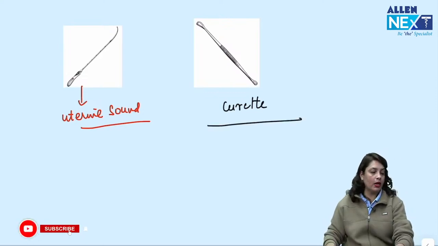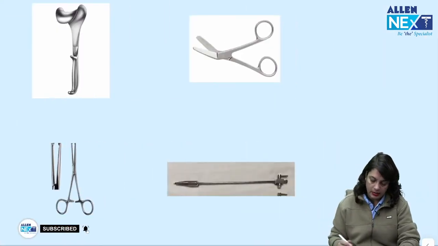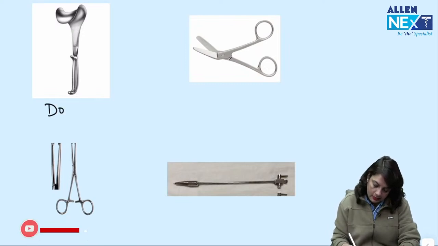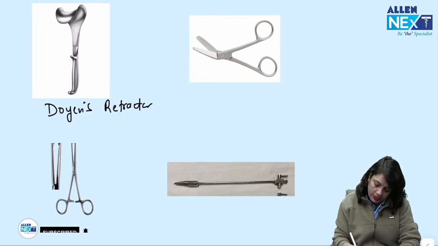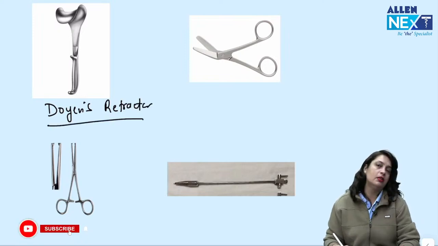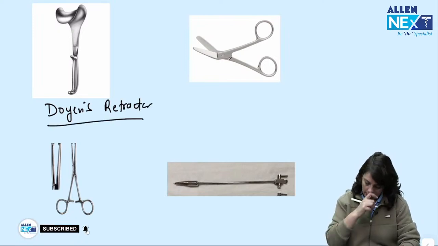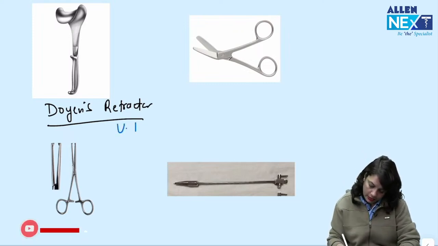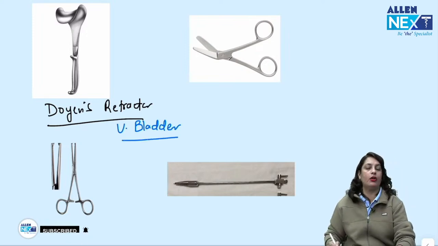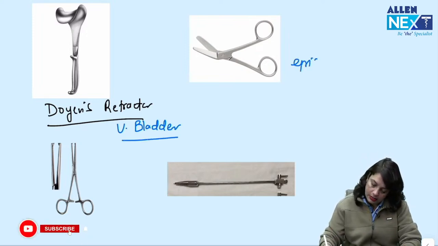This is curette. Okay. Next, this is Doyen's retractor. This we use in surgeries, like when we want to retract the urinary bladder during cesarean section or during hysterectomy. This is episiotomy scissors.